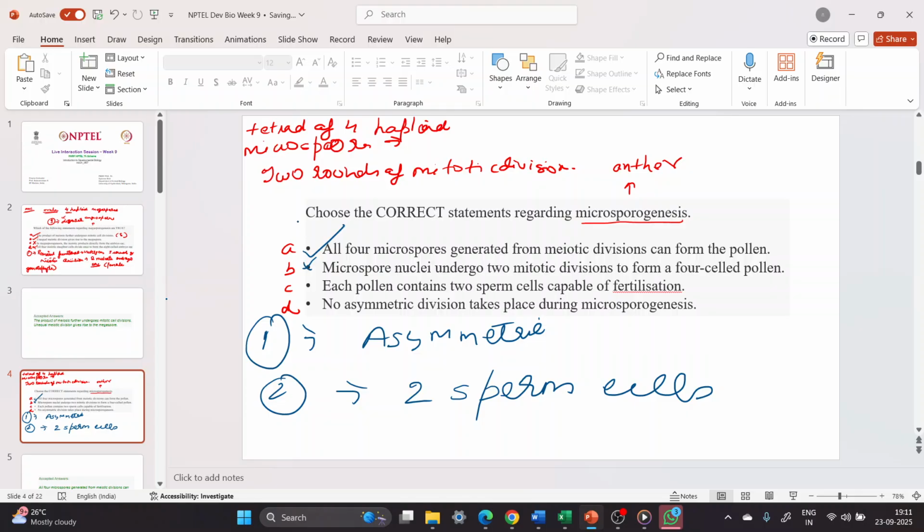Because the final pollen is three-celled. One vegetative nucleus is there and two sperm nuclei are there, not four. So the final pollen is three-celled, not four-celled. One vegetative and two sperm.